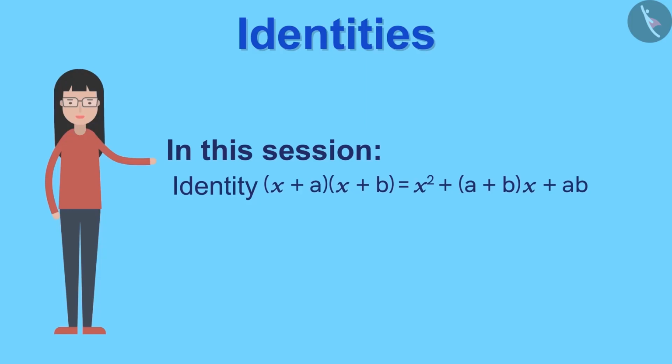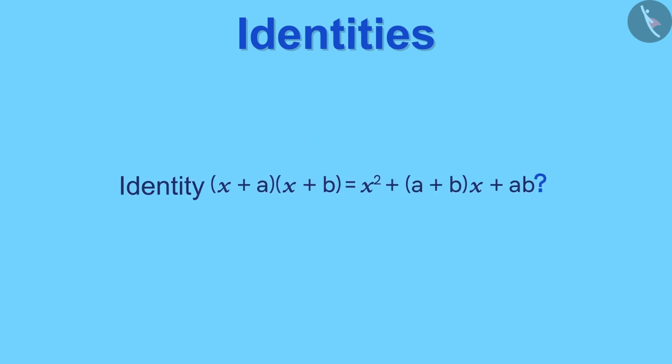Friends, in this session we will see a new identity. Can you find out if this is actually an identity? Consider the left-hand side of this identity. To simplify this, we need to remove the brackets. After multiplication, we will get this expression.